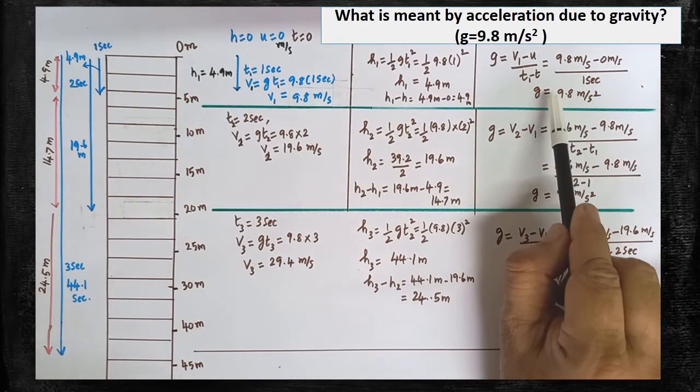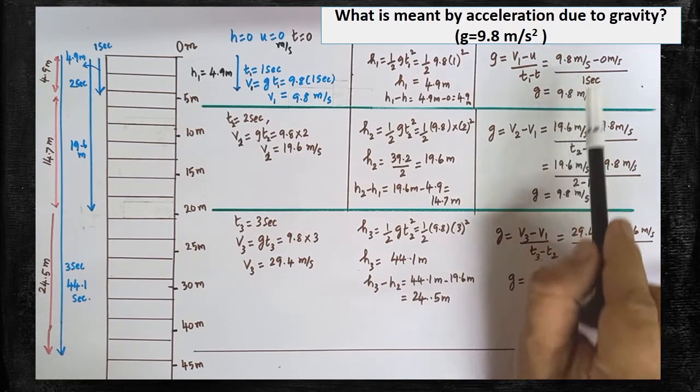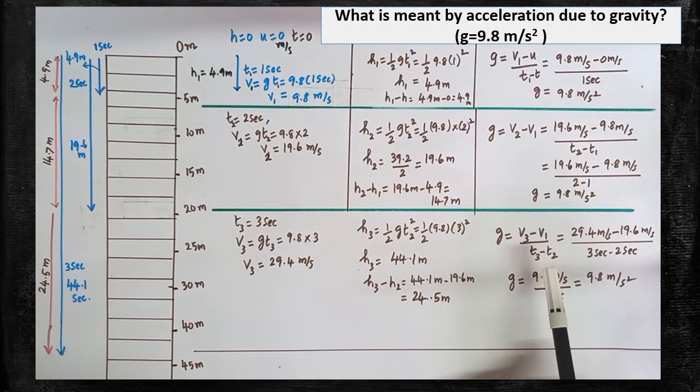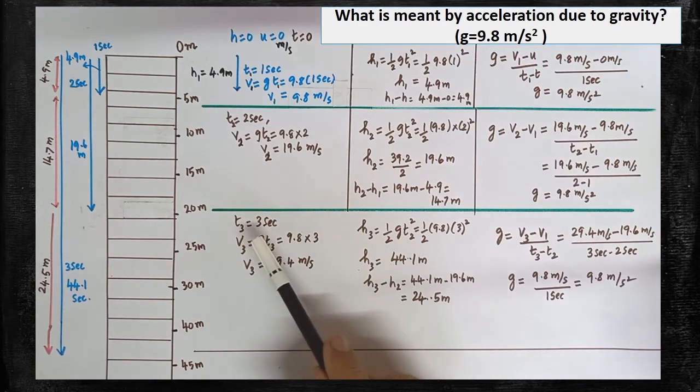Look at that. In the previous case also, that is after 1 second, the g value is 9.8 meter per second square. After 2 seconds also, the g value is 9.8 meter per second square. It is a constant. Other parameters will vary, but g won't vary. Are you clear? Now we will calculate what happens in the third second.